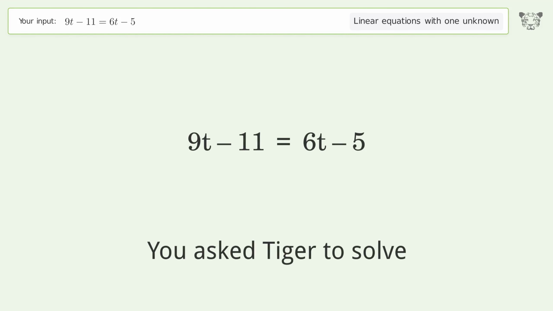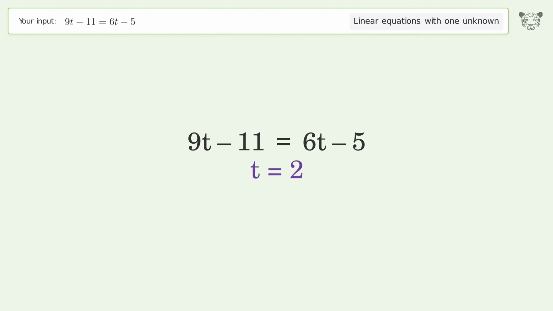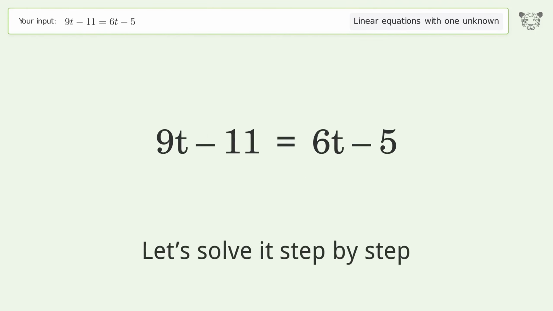You ask Tiger to solve. This deals with linear equations with one unknown. The final result is t equals 2. Let's solve it step by step.